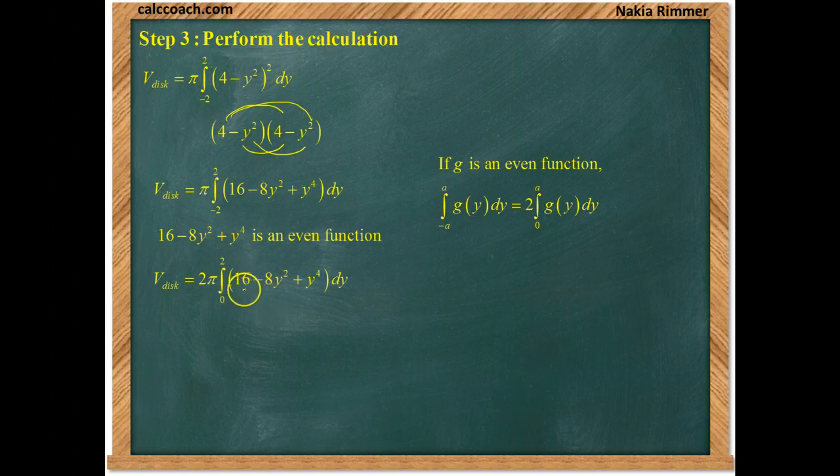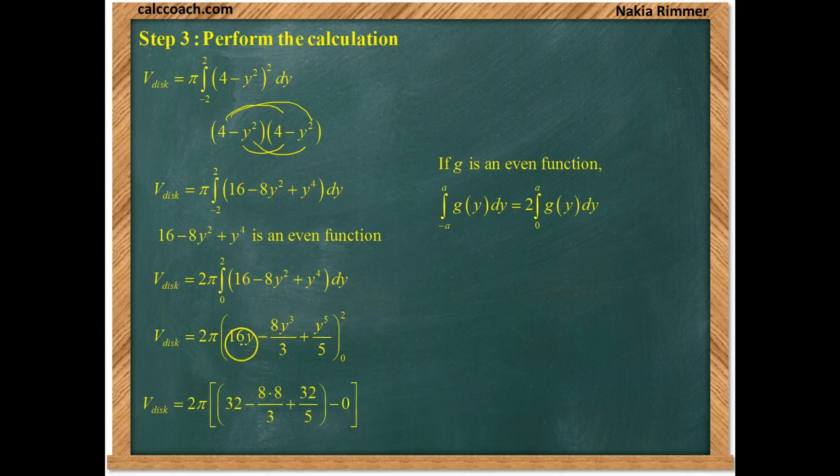Alright, antiderivative. Just using the power rule in reverse. 16y minus 8y cubed over 3 plus y fifth over 5. So it's going to be a bit messy when the fractions come in. We're going to plug in 2 and get a 32 minus 8 times 8 over 3 plus a 32 over 5. Okay, so that's a 64 over 3 and 32 over 5 and a 32. Maybe we could have put these two together, 32 and 32 over 5, by factoring out a 32. Let's just go with this and make everything over 15.